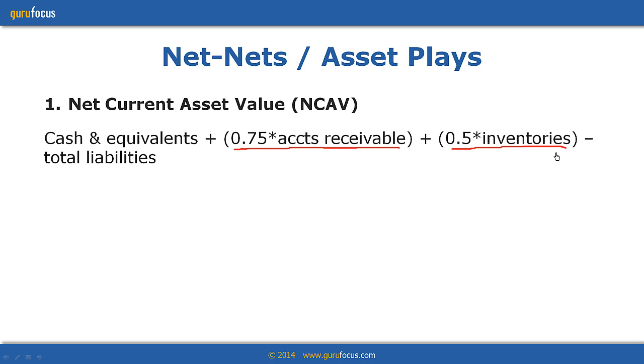If worse came to worst, the company had to shut down operations, they went bankrupt, the odds are they're not going to get full value for those inventories. So you put a 50% haircut on those as well, just for a bit of an additional margin of safety and to get a true representation of what those are worth at fire sale prices. And you subtract everything they owe. It doesn't look at earnings at all. It just looks at what they're holding on to. That's the net current asset value.